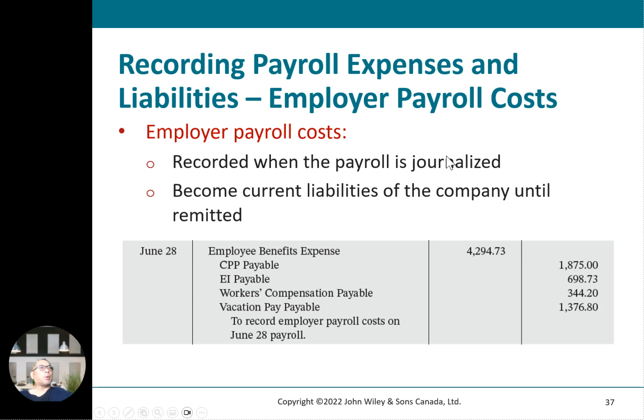Employee payroll cost is recorded when payroll is journalized, and becomes a current liability to the company until remitted. On June 28, employee benefit expense will be 4,294 debit, and the remaining credits are CPP, EI, and workers' compensation payable to record employer cost on the June 28 payroll. The most popular payroll company will be Ceridian, that's number one, and ADP.